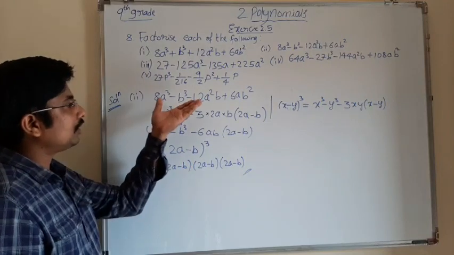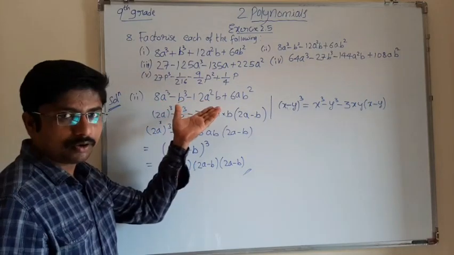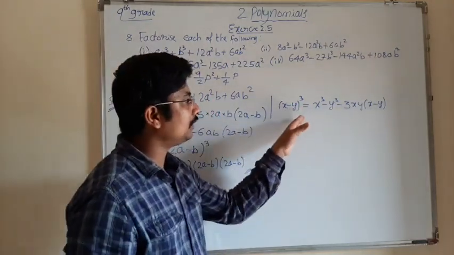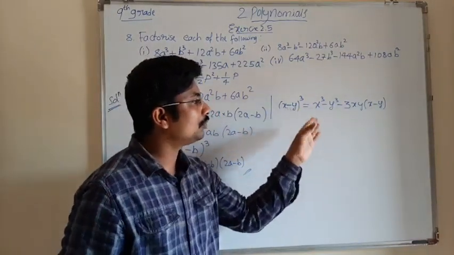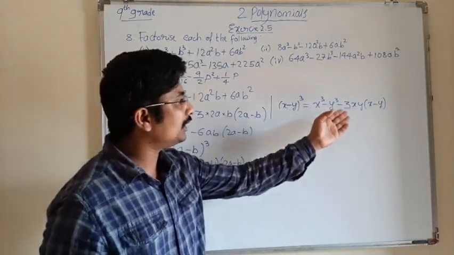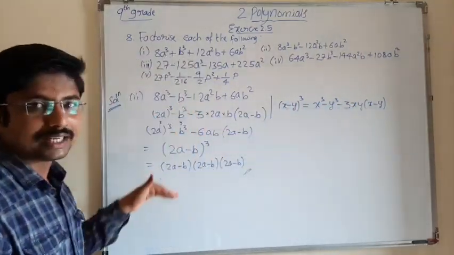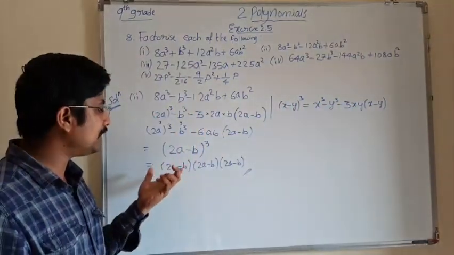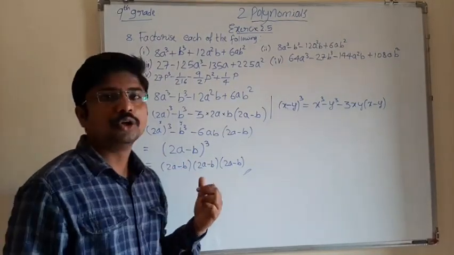Understood? Already they mentioned the expanded form. We converted it by using the seventh identity, that is x minus y whole cube is equal to x cube minus y cube minus 3xy into x minus y. We factorized and finally got the answer as 2a minus b into 2a minus b into 2a minus b.